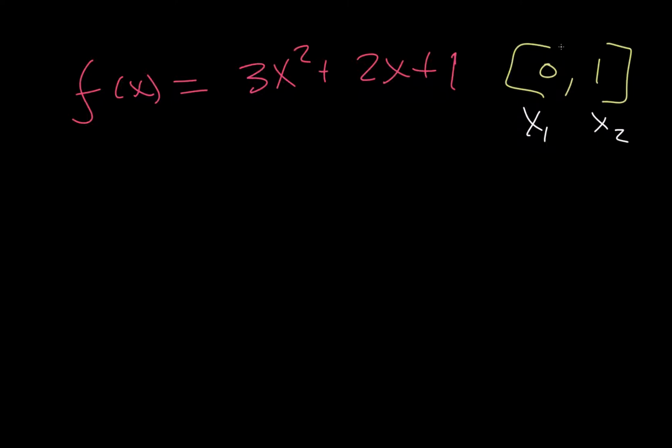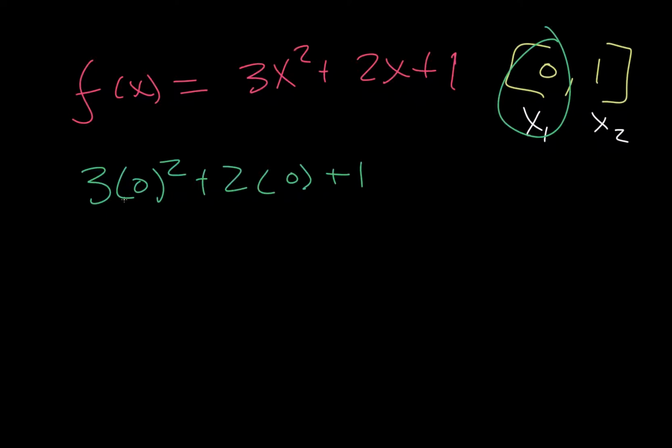So I'm going to plug in 0 for all of the x's. So 3 times 0 squared plus 2 times 0 plus 1. So 0 squared is 0 times 3, that's just 0. 2 times 0 is 0 plus 1, so that ends up being 1. Since this was an f of x or a y value, that actually gave me my y1 value, which is going to be 1.